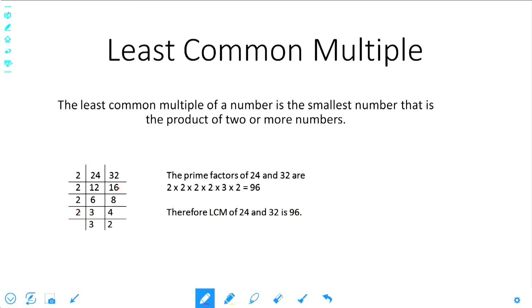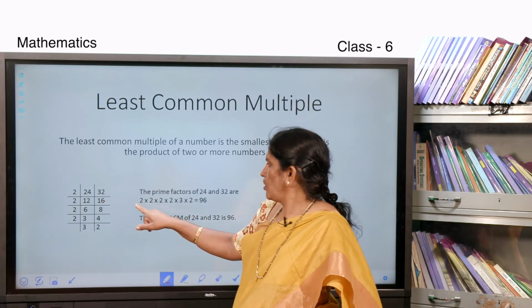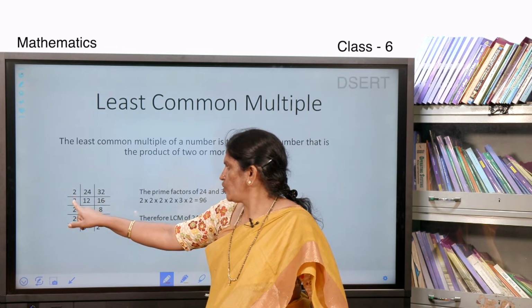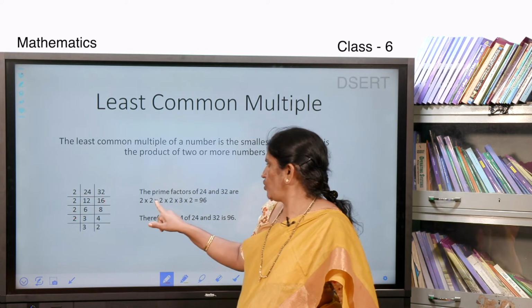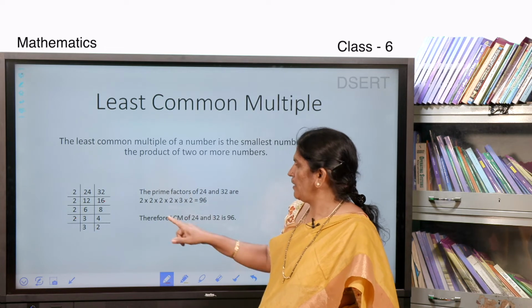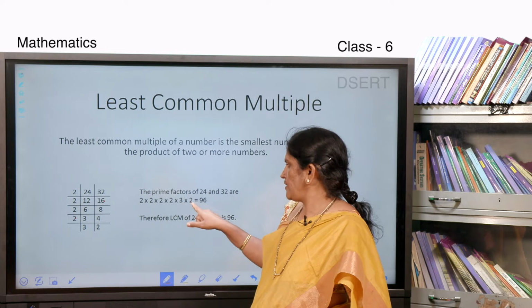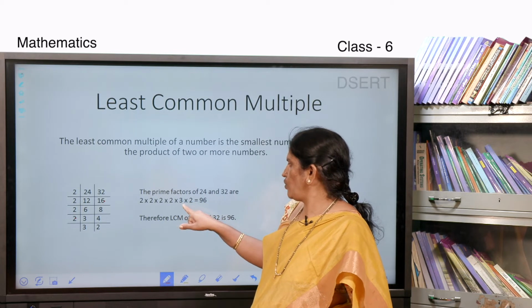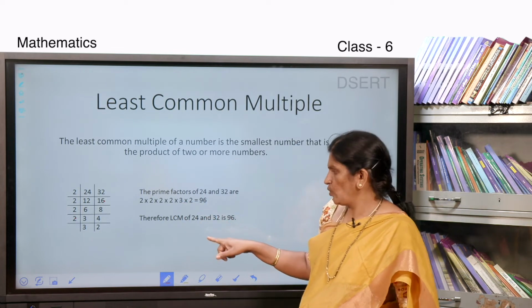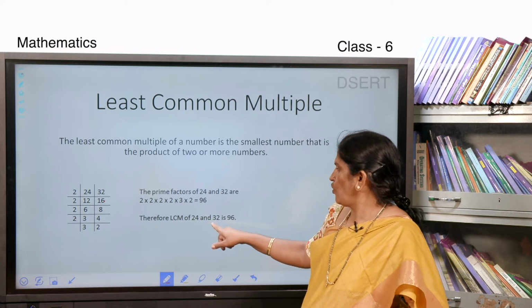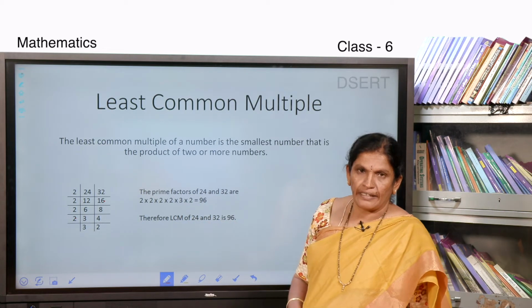Here the prime factors of 24 and 32 are 2 into 2 into 2 into 2 into 3 into 2. The product of this: how many 2's are here? 1, 2, 3, 4, 5, and 3. 2 2's are 4, 4 2's are 8, 8 2's are 16, 16 2's are 32, 32 into 3 is 96. So, therefore, the LCM of 24 and 32 is 96.